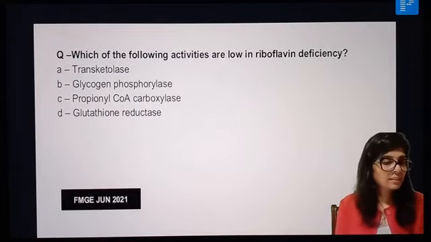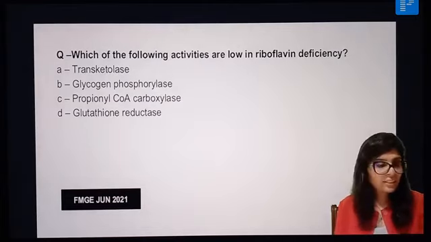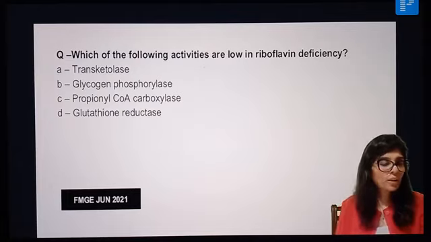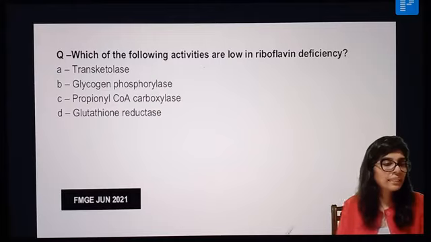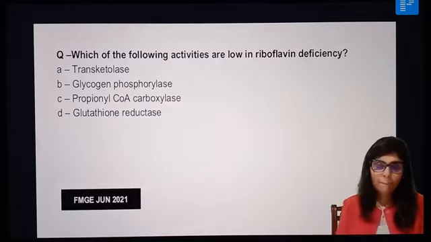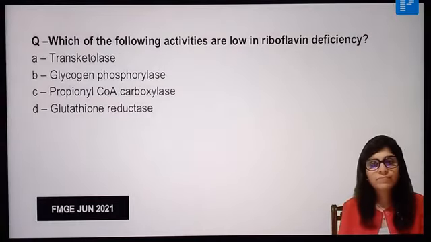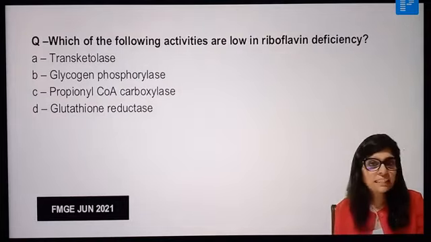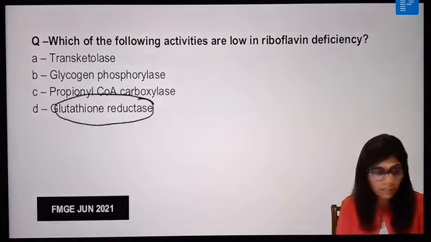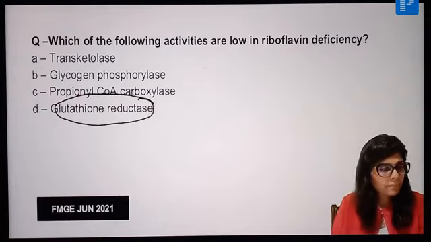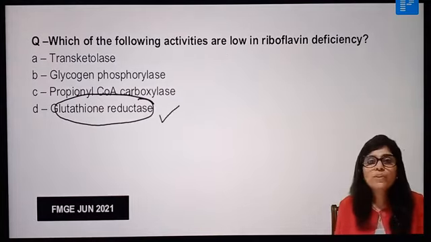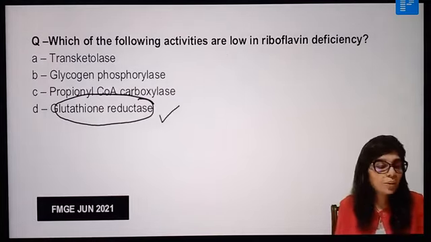Is it enough, Pratik? Which of the following activities are low in riboflavin deficiency? What is your answer? Glutathione reductase. It is glutathione reductase. So I am going to tell you about vitamin deficiency and diagnostic tests now.